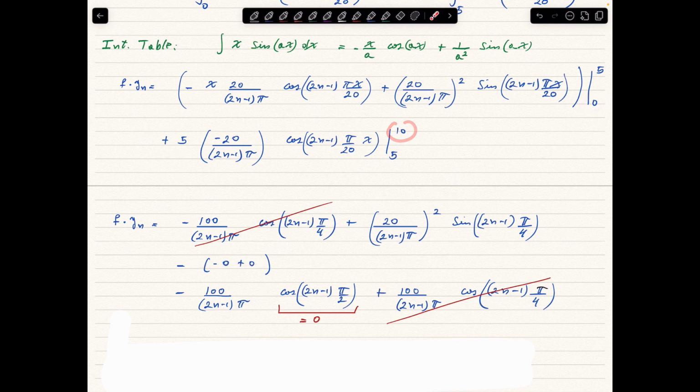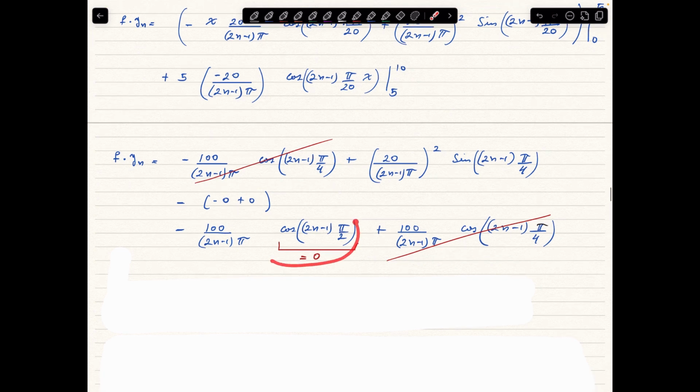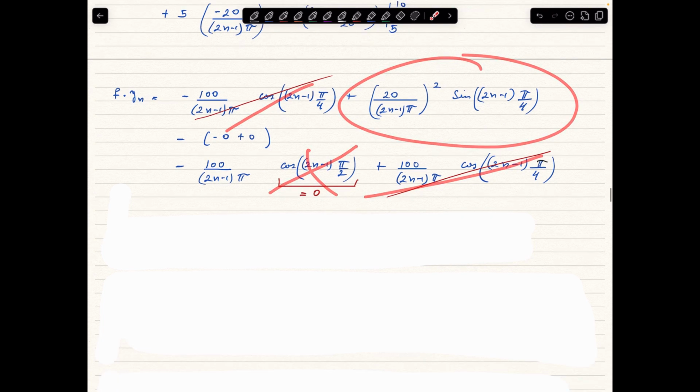Here we have evaluation at 10 and 5. So at 10, you put 10, you get 2, and then you put 5, you get the 4. But in this particular problem, this term is going to be exactly that term with the opposite sign, so they cancel out. And what happens here? Well, recall that cosine of odd multiples of pi over 2 is always 0. So this goes away, this cancels out, and we get only one term.